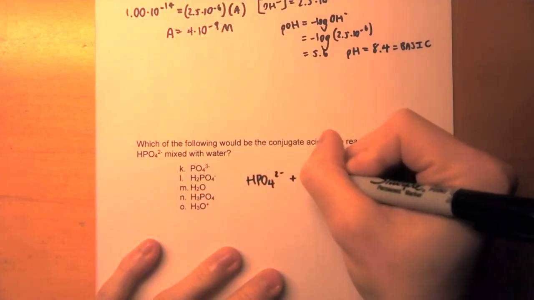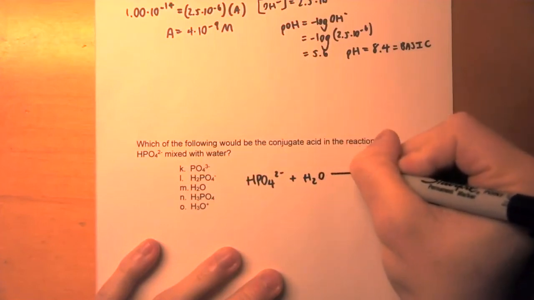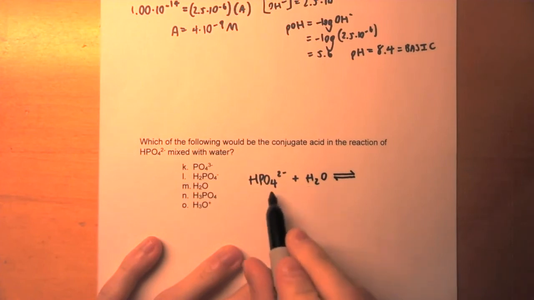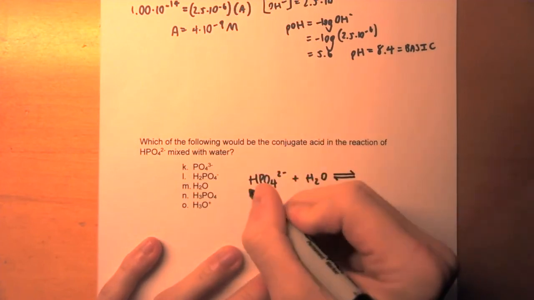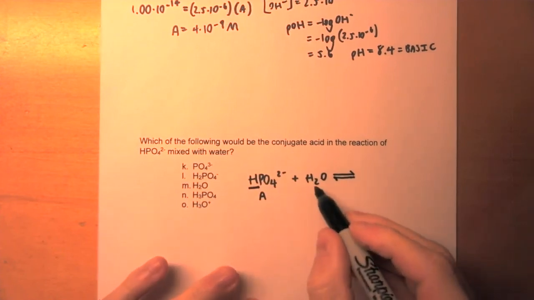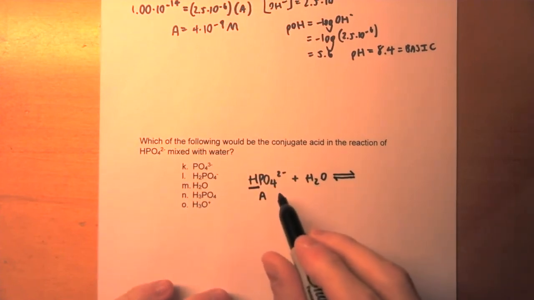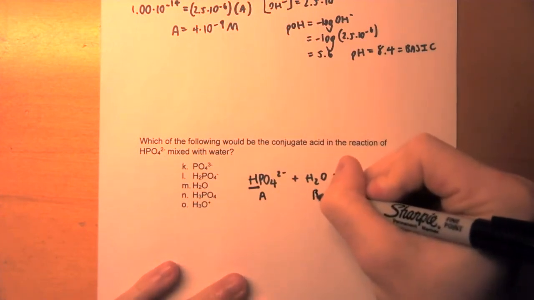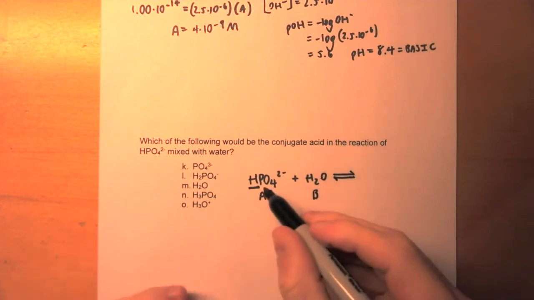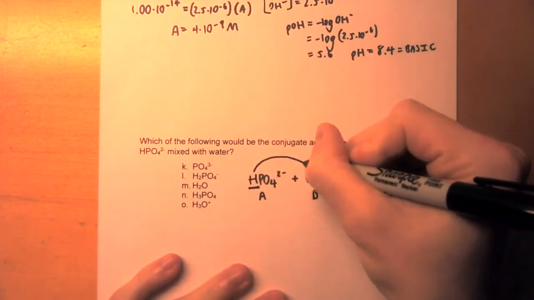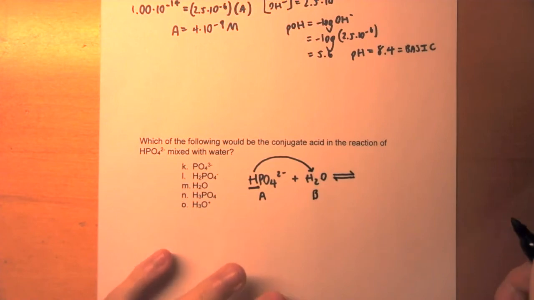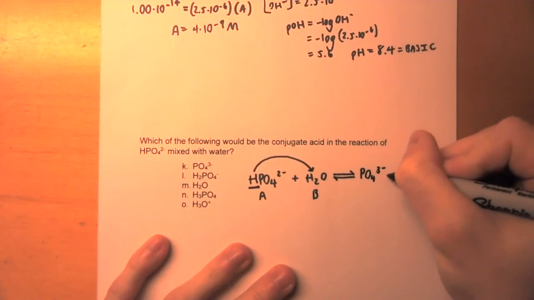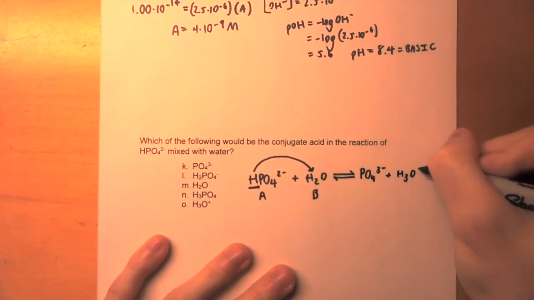HPO4 2- plus water. Which one of these is my acid? Left or right? It's going to be left. This one has an acidic proton. Water does not. So if HPO4 2- is my acid, what does that make water? My base. HPO4 2- donates this proton to water. If that happens, we get PO4 3- or phosphate plus H3O plus.